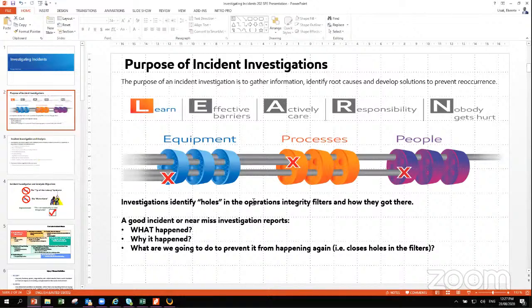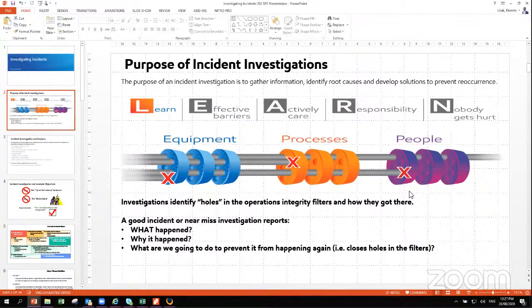So I have this acronym, LEARN, if you can see on my screen. When we are analyzing an accident or an incident, so to speak, we are trying to learn from it. We are trying to learn from what has happened, the bad side, the good side, or the ugly side, or whatsoever that we want to get. So the learning curve has to be there. And when we are learning, we look at what could have prevented it from happening.